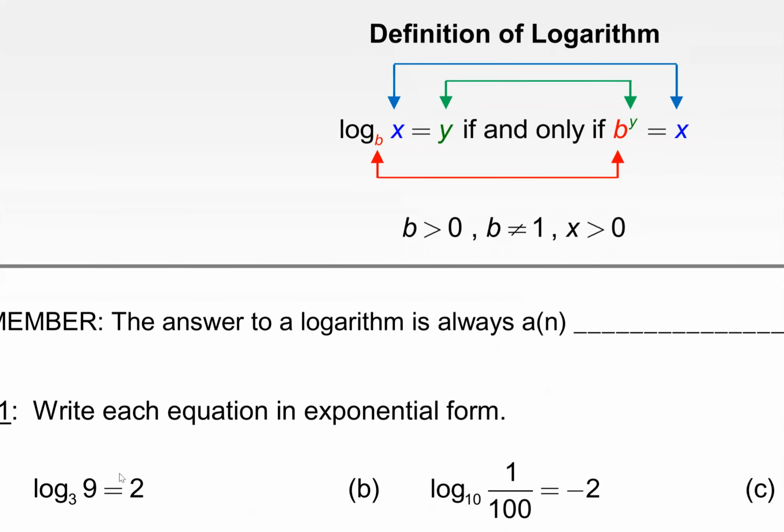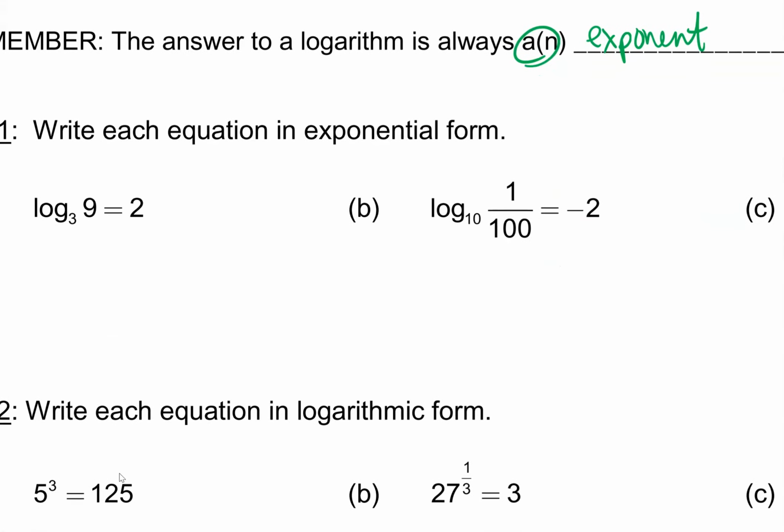So, definition of logarithm. The base has to be greater than 0. It can't be equal to 1, and x must be greater than 0. You can't take the log of a negative number. So remember, the answer to a logarithm is always an exponent. The answer is always an exponent. So let's write each equation in exponential form. Give it a shot. You can pause the video. A little hint to you is log base blank of blank is blank.